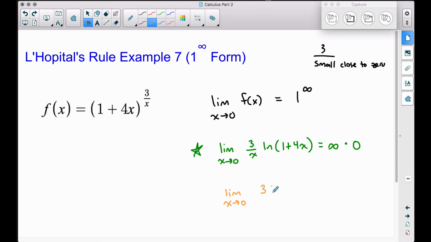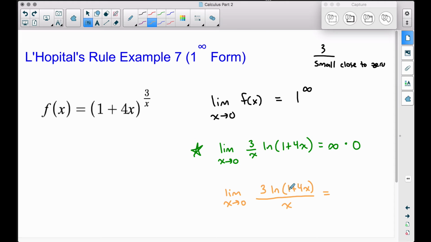Up top, I have 3 natural log of 1 plus 4x, and we already have this numerator-denominator thing set up for us because we have 3 over x. I just wrote my x in the denominator. Let's see what our limit is now if we let x get close to 0.